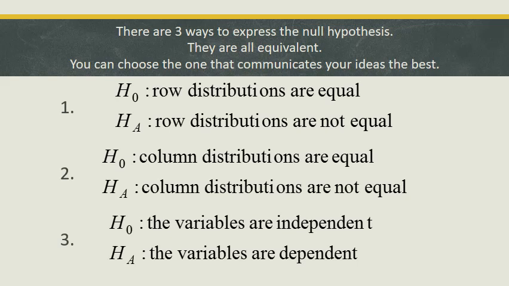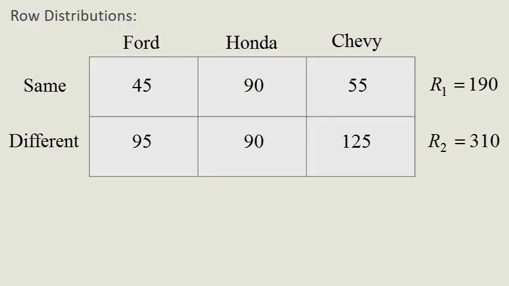Third, we can phrase it in terms of independence. The null hypothesis is that the 2 variables are independent, and a rejection would mean that they are dependent. I'm talking about independence in the same sense that you learned about in IntroStat. Let's begin with row distributions.